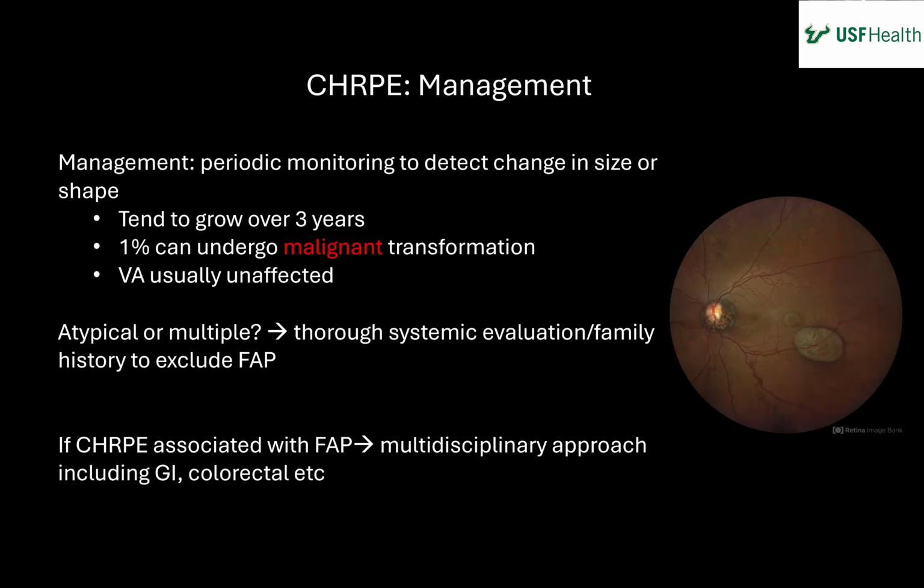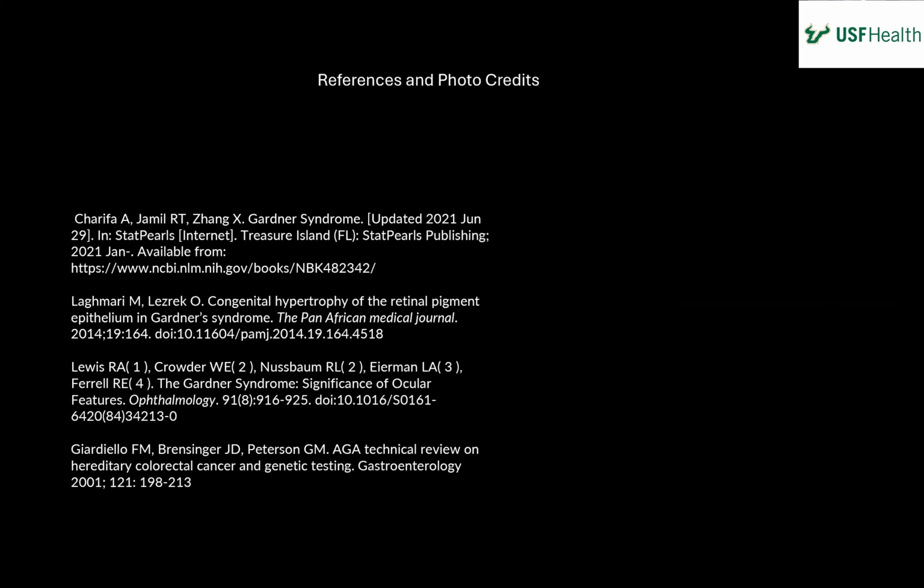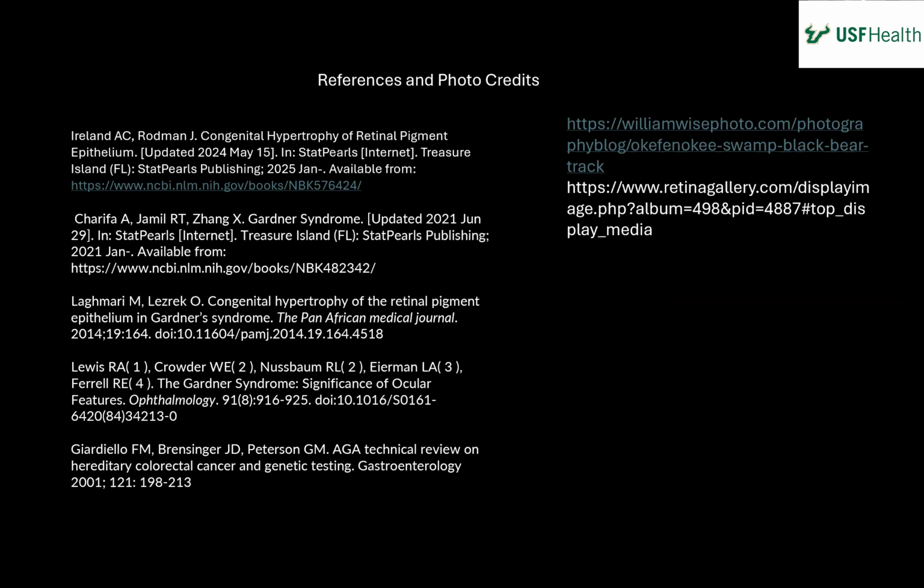And then if CHRPE is associated with the FAP, then this ends up being a multidisciplinary approach needed, with the GI team, colorectal surgeons. Most of these patients end up electively having their GI tract taken out, and that actually can save their life. They still develop tumors in other areas, but it's generally the GI tumors that are the most life-threatening. So again, another way you can do a lot of good for the person if you recognize this early for them. That's pretty much it.